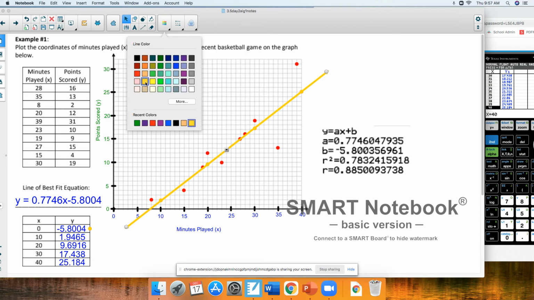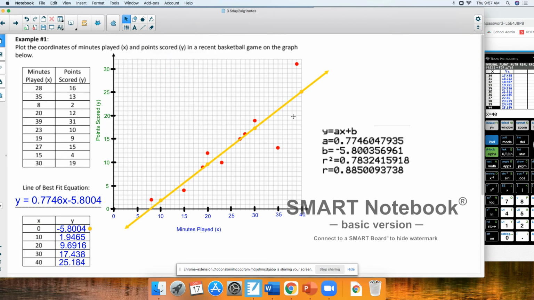There we go. All right, and so as you can see, there happens to be, let's see, 1, 2, 3, 4, 5 dots on top, and then 1, 2, 3 on the bottom, and then there's 2 here in the middle. And so it does try to fit as much of that set of data in the middle, but of course this outlier kind of drags it up. So that is our line of best fit.